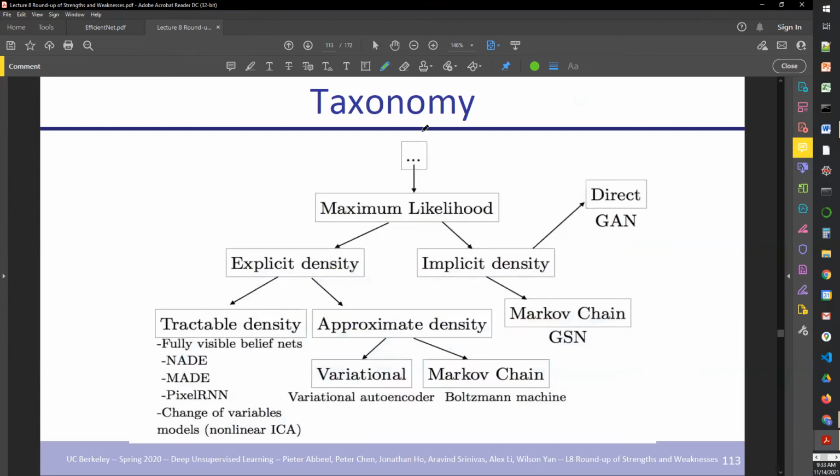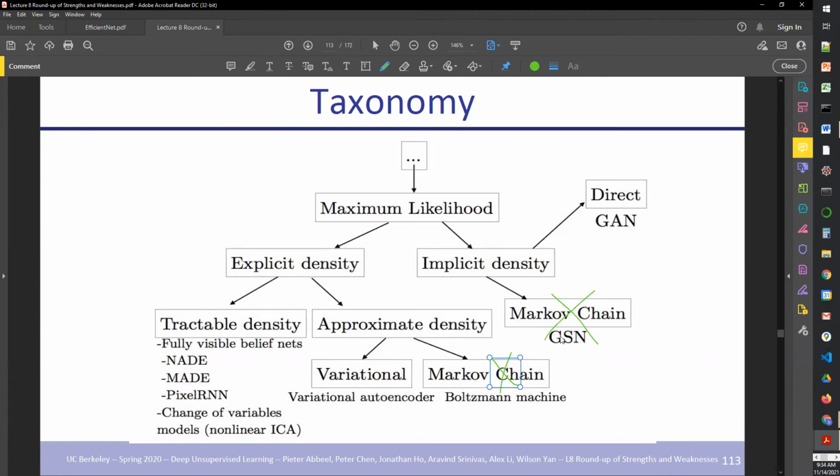This is an interesting slide because it gives you the taxonomy for recalling what we've learned so far. You have the likelihood models, go to explicit densities, and then you go into the tractable densities, so autoregressive and flow models, and then the approximate ones, which are the variational models. This is something we did not study in the course, and he says so. This is, I think, also not something that we look at in the course.